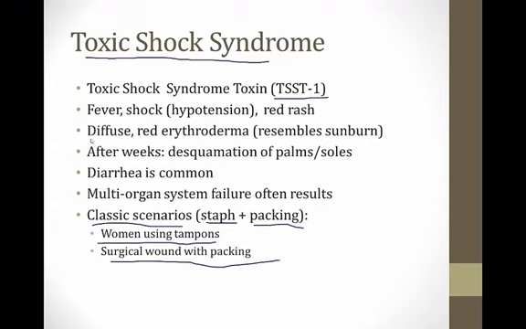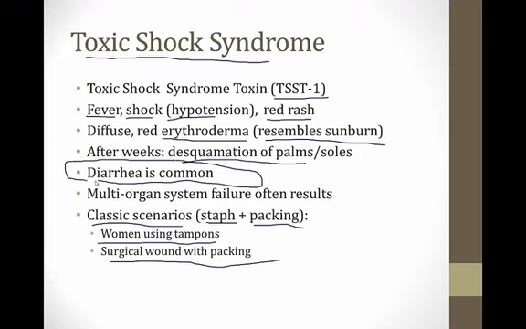The symptoms of toxic shock syndrome are fever and shock, as the name implies, which is hypotension, and a diffuse red rash. It's called erythroderma, and it looks like a sunburn. After a few weeks, actually, the skin will desquamate, especially on the palm and soles. And diarrhea is very common.